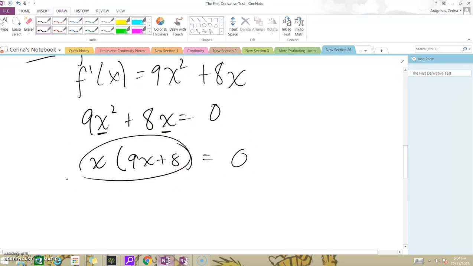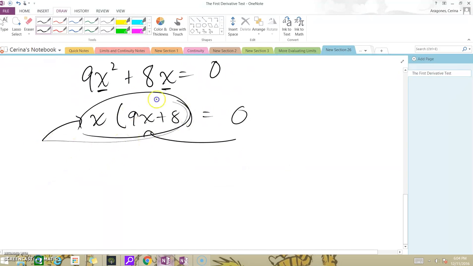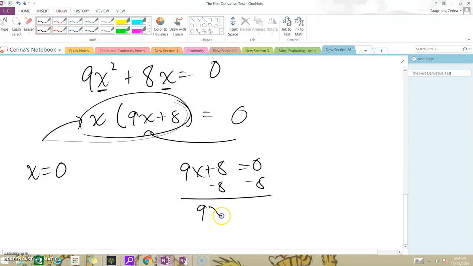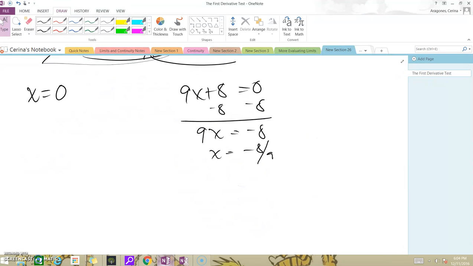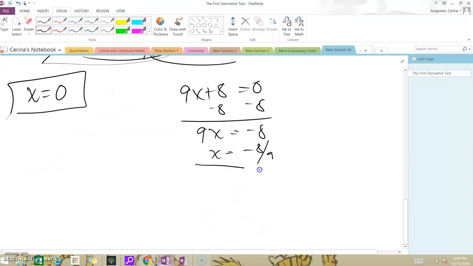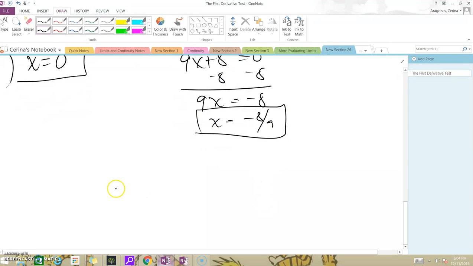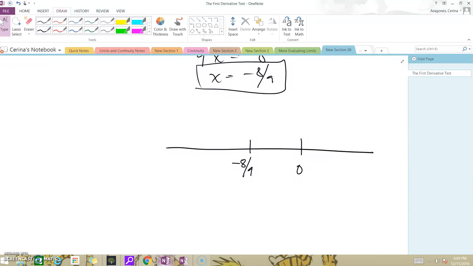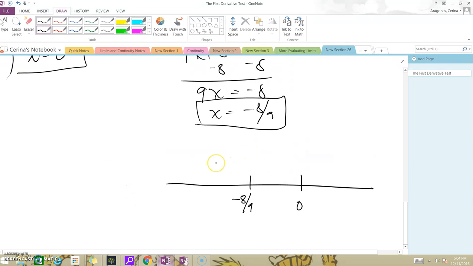This whole thing becomes 0 when either x is 0 or when 9x plus 8 is 0, because anything times 0 is 0. So this becomes 0 when x is equal to 0 or when 9x plus 8 equals 0, which is when x is equal to negative 8 over 9. So you have two critical values, x equals 0 and x equals negative 8 over 9. We want to know what happens at those critical values, at 0, at negative 8 over 9. Does f prime switch signs at those critical values?